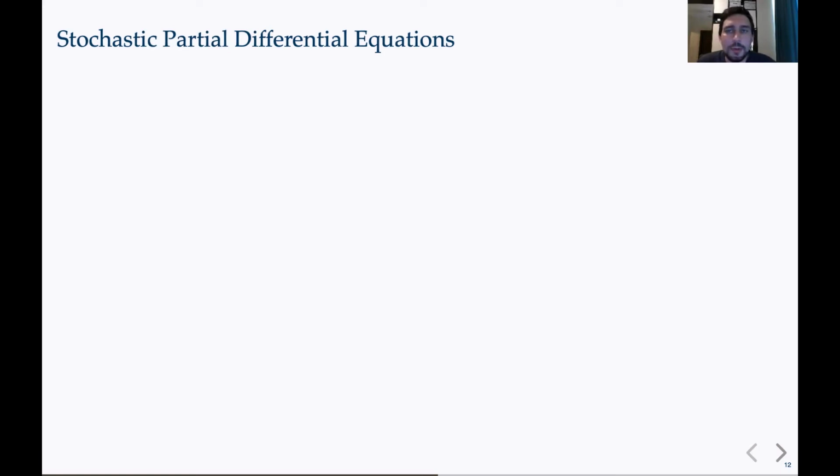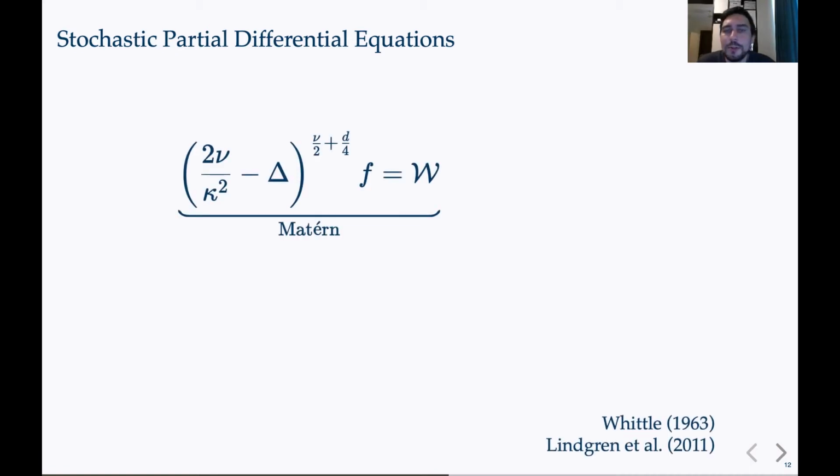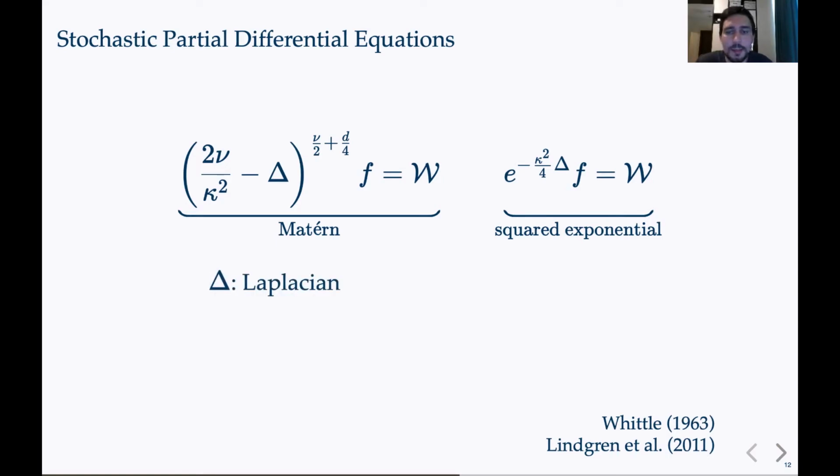So the approach we take is based on the stochastic partial differential equation characterization of Matérn kernels. As Whittle has shown in the 60s, Matérn kernels are kernels of Gaussian processes which solve these stochastic partial differential equations. And the squared exponential kernel is the kernel of a Gaussian process which solves the stochastic partial differential equation on the right. Here delta is the Laplacian and W is the rescaled white noise.